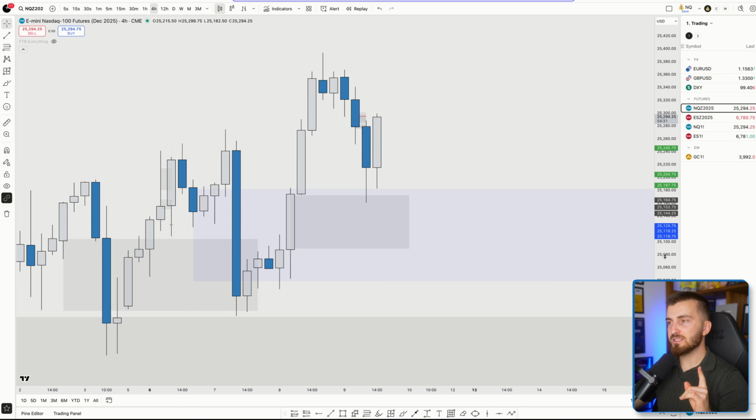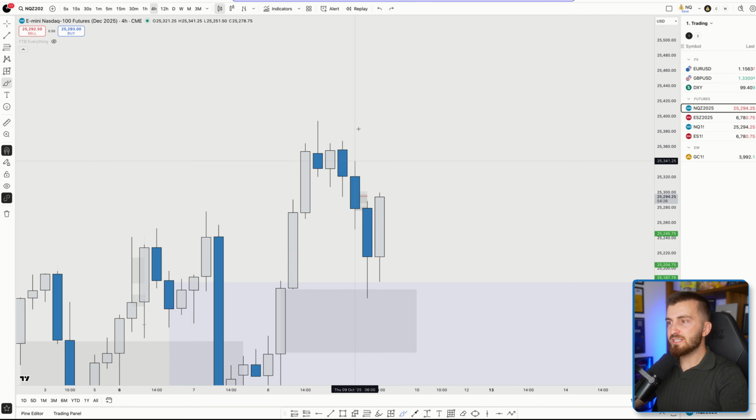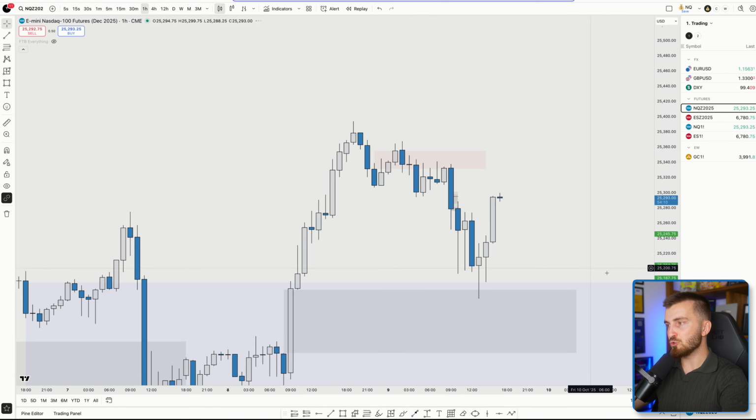And the first telltale sign for myself was, notice how the 4 hours started losing steam by having engulfing candles. So we have an engulfed candle. We're going to mark this out with a red box, and then we're going to go to the lower time frame and see exactly how the market is reacting.